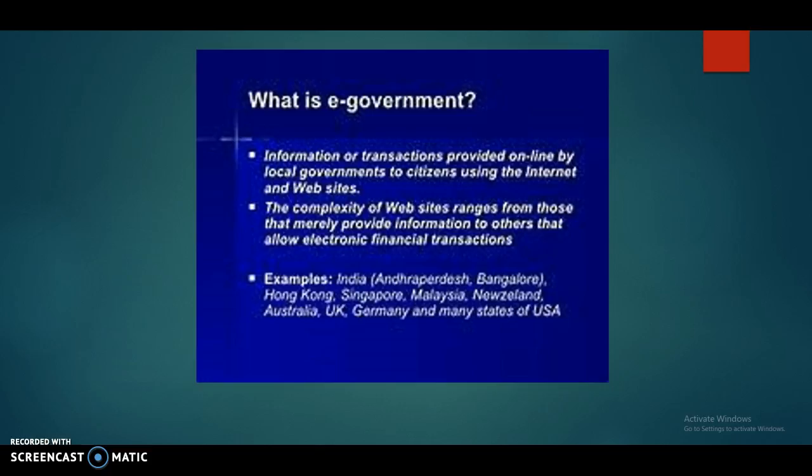So what is e-government? E-government is the use of electronic communication devices, such as computers and the internet, to provide public services to citizens. E-government was designed to make it easier for individuals and businesses to access government information and services, improving customer service, decreasing paperwork by going paperless, increasing productivity, and saving money.